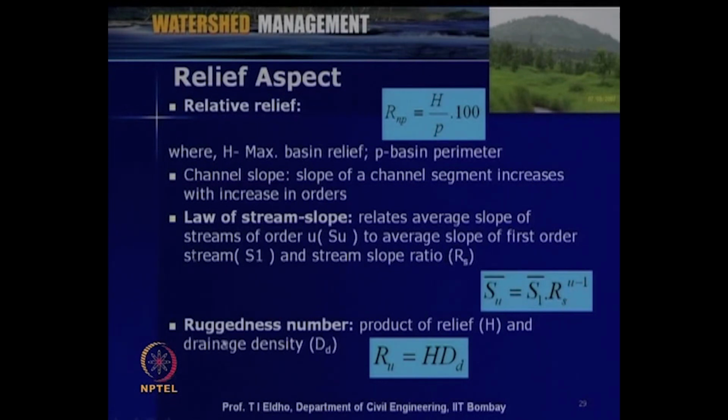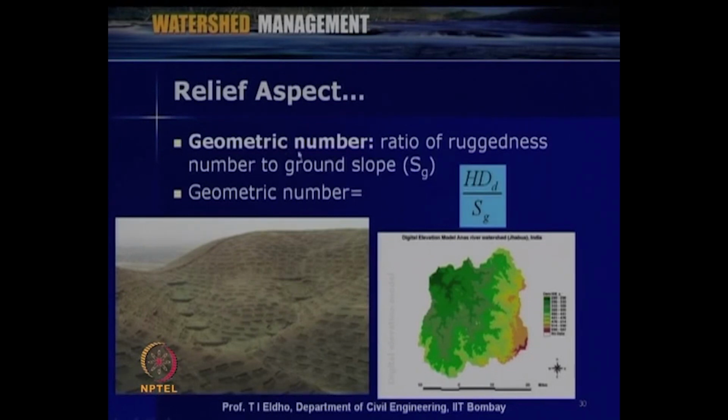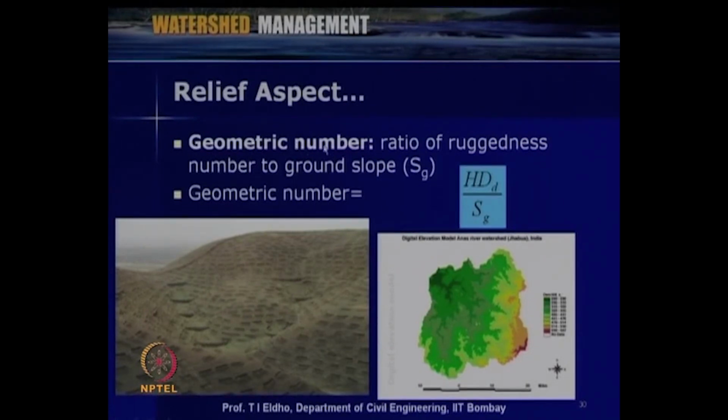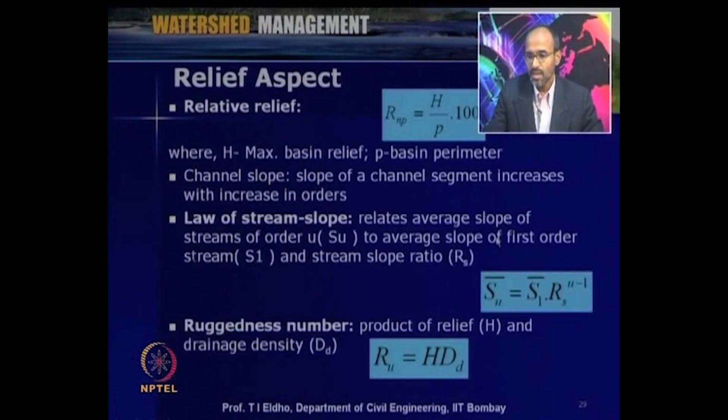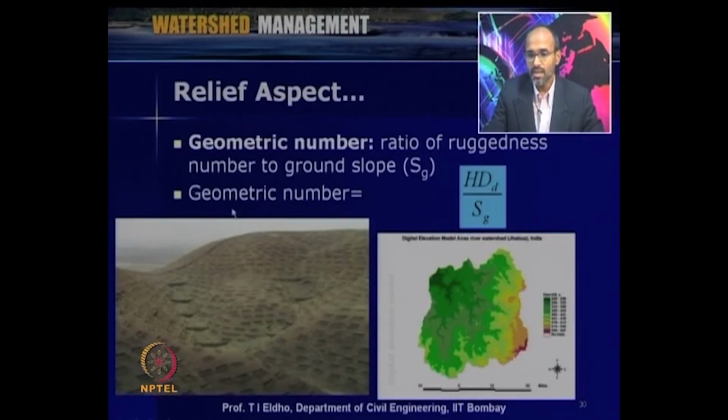Another important aspect which we can use is called the ruggedness number as far as the watershed is concerned. It is the product of relief H and the drainage density. This is one of the important parameters used to characterize a watershed. So, Ru is equal to relief into drainage density, H into DD. Then finally, another number called the geometric number can also be used, that is H into DD, meaning the ruggedness number, divided by the ground slope Sg. This is called the geometric number.